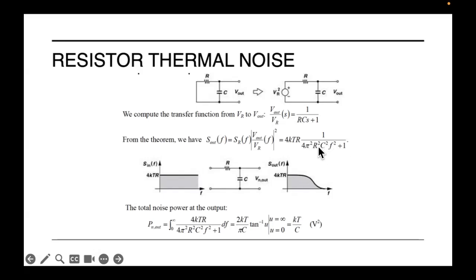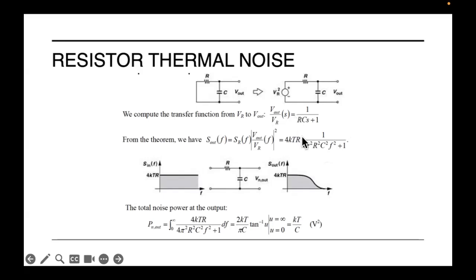Here, as you can see, we just replace s with jω and use the multiplication of the complex times the complex conjugate. So it ends up with ω squared, which is 4π² f², times R² C². That's why we have this variation. So in this case, we have this equation.